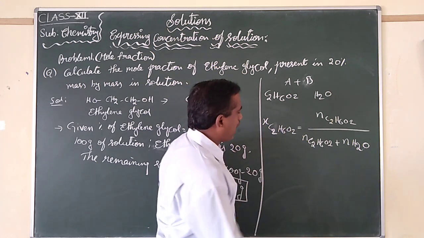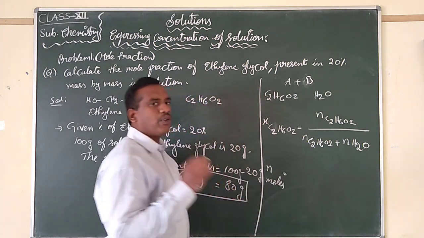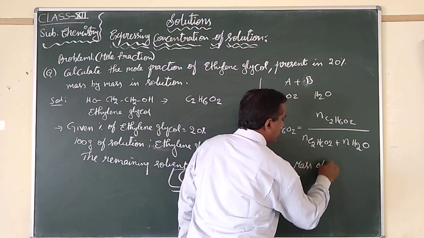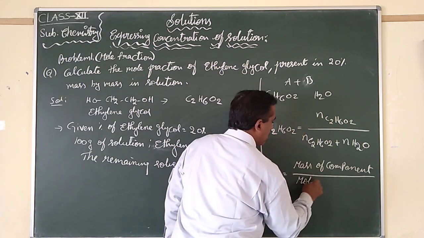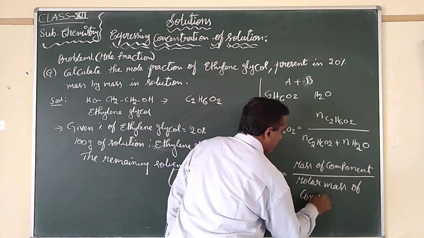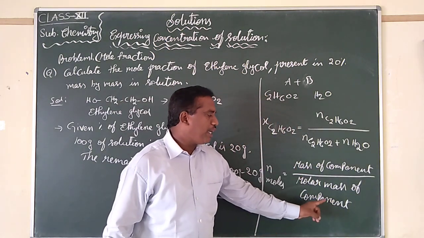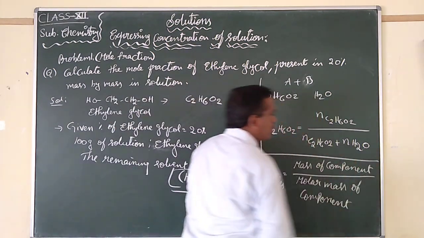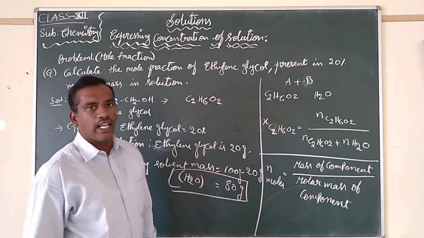Now, whenever we want to calculate number of moles, we need to know one formula: mass of the component by molecular mass of the component. I want to call it molar mass of the component. What is the formula we have to calculate the number of moles? Mass of the component by molar mass of the component. Whatever it may be, you must use this formula. So let us continue finding out the mole fraction of ethylene glycol.